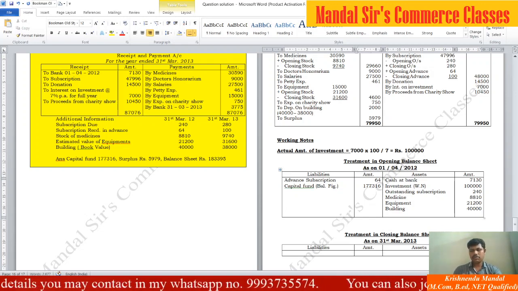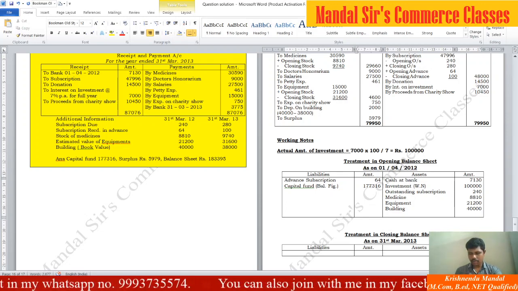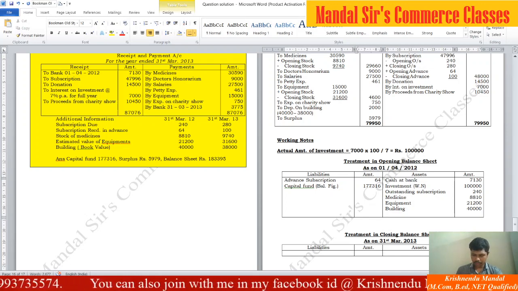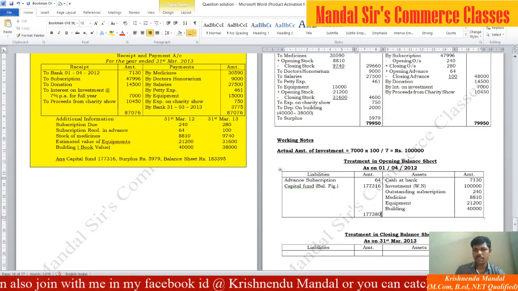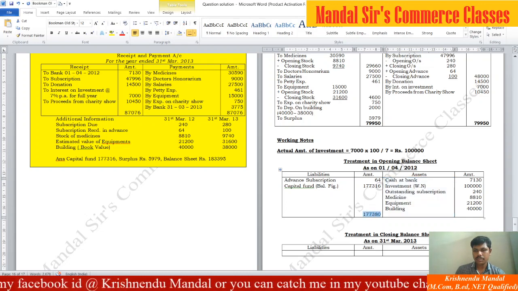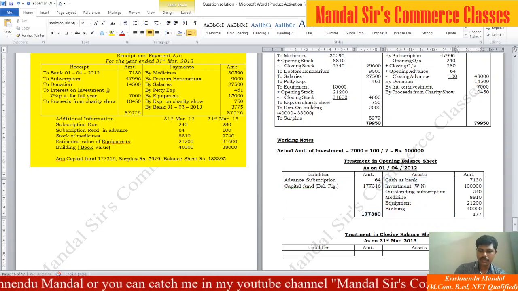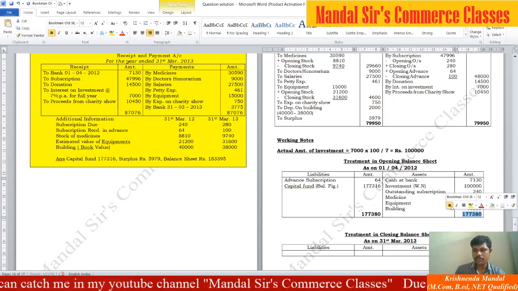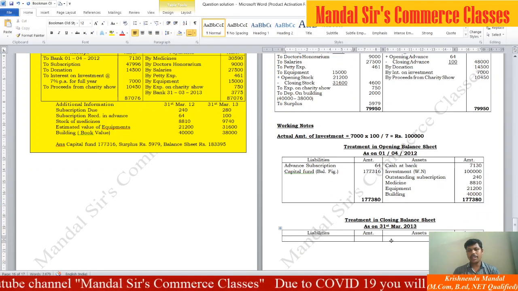So now mark the total of the whole calculation, that is rupees 177,380. This is the total of the opening balance sheet, and show the same total over here also, 380, and I make it bold for your own understanding. Now we will start the closing balance sheet.